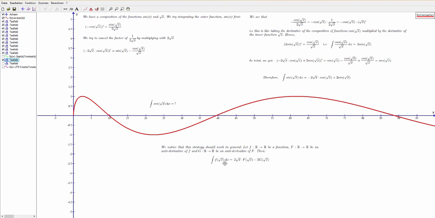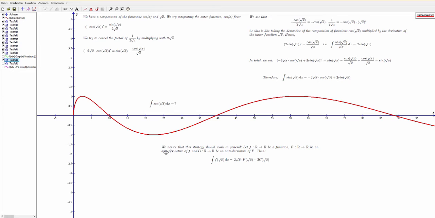I will show you what I mean here. If you in general want to integrate functions of the form f of square root of x, then you should be able to do it as follows. We notice that this strategy should work in general. Let f from R to R be a function, capital F from R to R be an antiderivative of small f, which just means that the derivative of big F is small f.